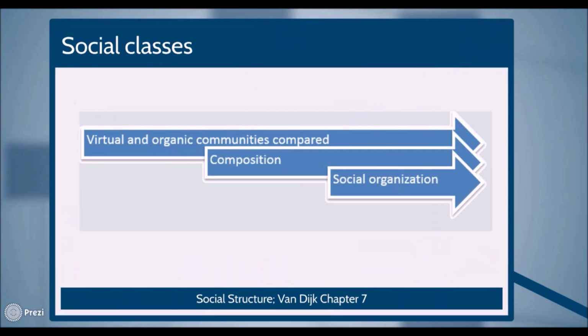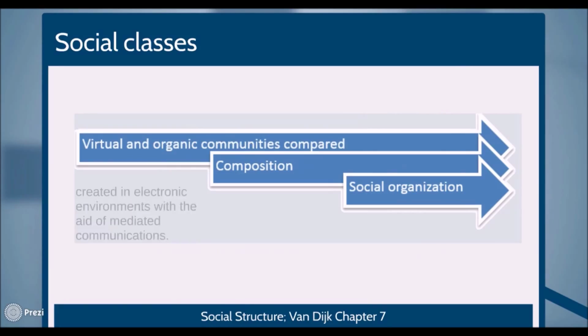Slide 12. The social classes with the following group: virtual and organic communities. Composition, social organization. A virtual community is an association of people not tied to time, place, and physical or material circumstances other than those of the people and media enabling them. They are created in electronic environments with the aid of mediated communication.